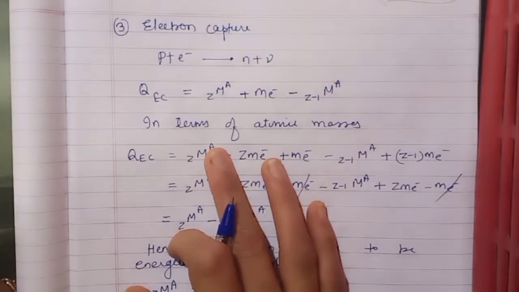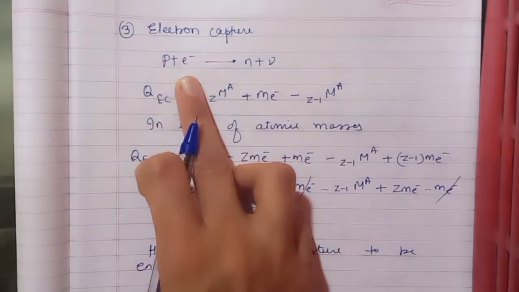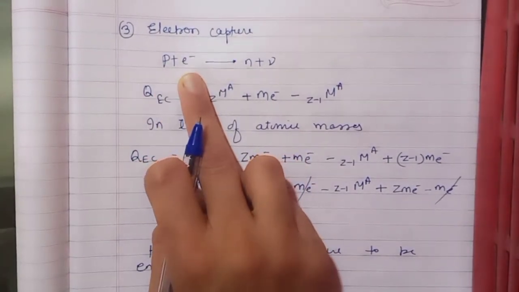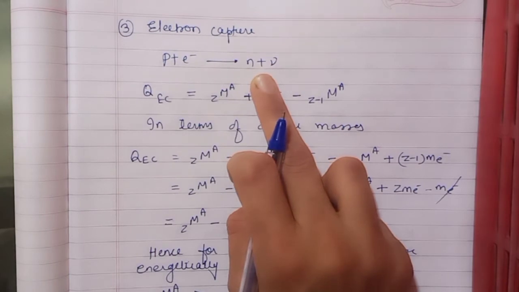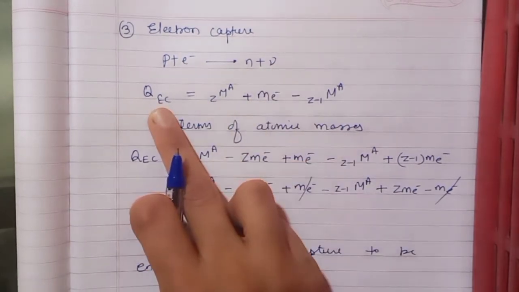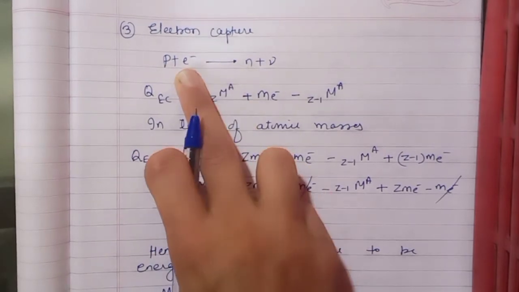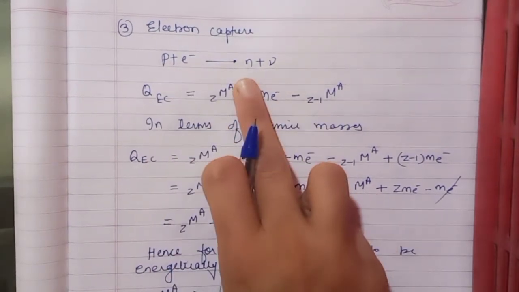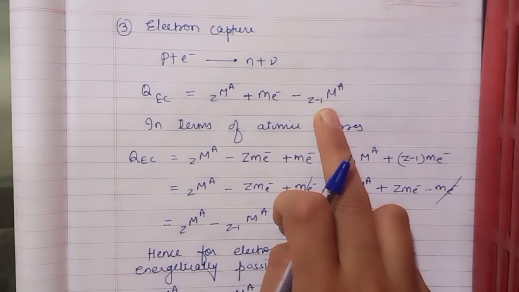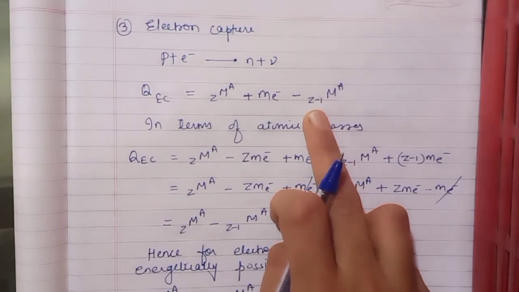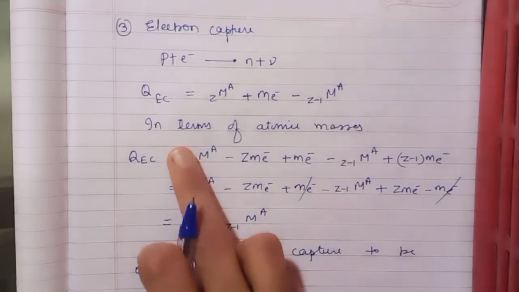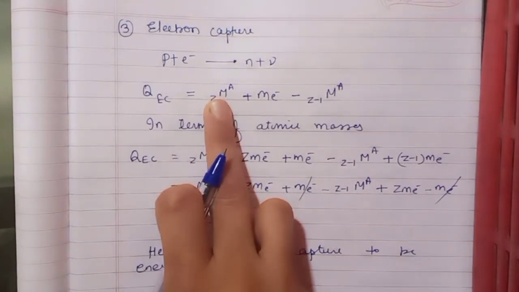Now the third one is electron capture. So in electron capture, a proton captures one of the electrons from the K shell. It gives a neutron plus a neutrino. So the disintegration energy for electron capture is the mass of the parent plus the mass of the electron minus the mass of the daughter nucleus. In electron capture also, for the daughter nucleus, the charge decreases by 1 unit. Now in terms of atomic masses, I will have to subtract the mass of electrons.